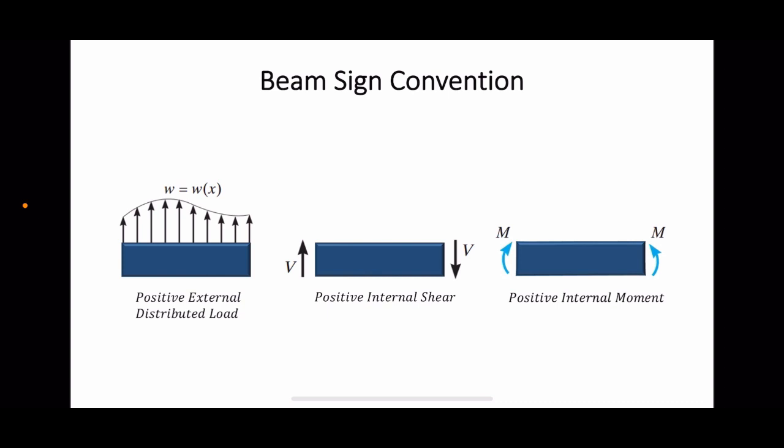Now, here are the sign conventions to be used when plotting shear and moment diagrams. As you can see, if a beam is subjected to an external distributed load, the load will be considered positive if pointing upward and negative if pointing downward. As to the internal shear force, it is considered positive if it tends to rotate the beam clockwise after using the method of sections. Finally, the internal bending moment is considered positive if it causes the beam to be concave upward.